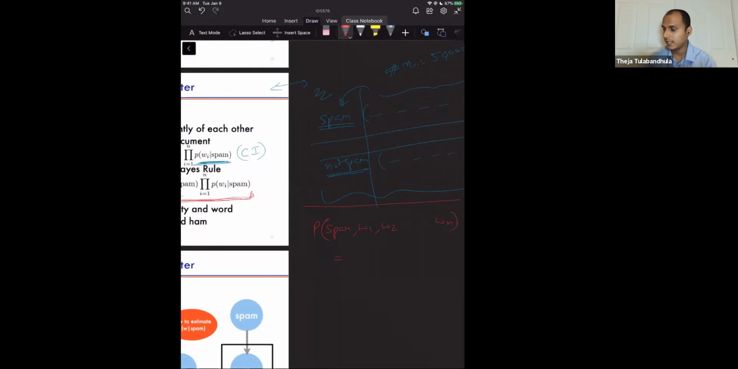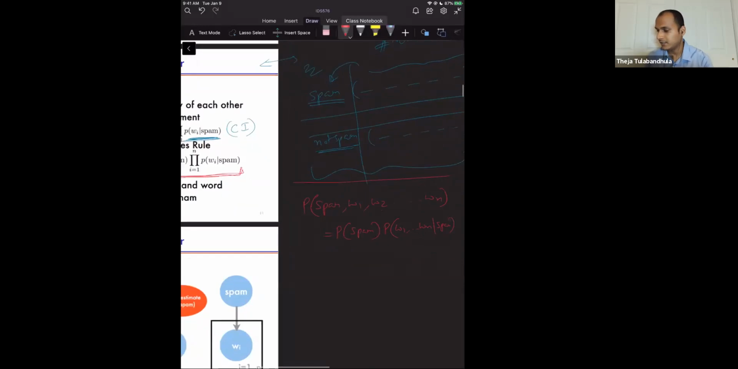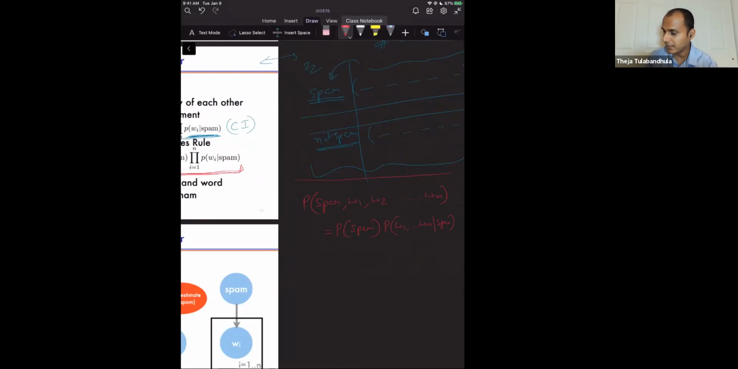By definition, this joint distribution is the probability of spam times the probability of W1, all the way to Wn given spam. This is just the definition of conditional probability. And here we assume something: the probability of spam times the product over i equals 1 to n of the probability of Wi given spam. And so that's what's written here.